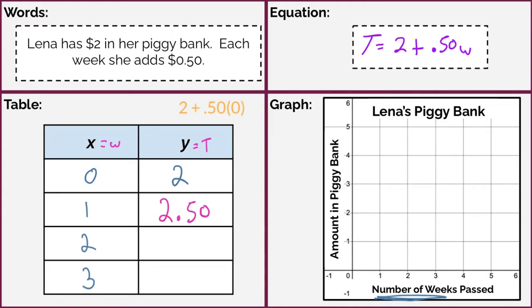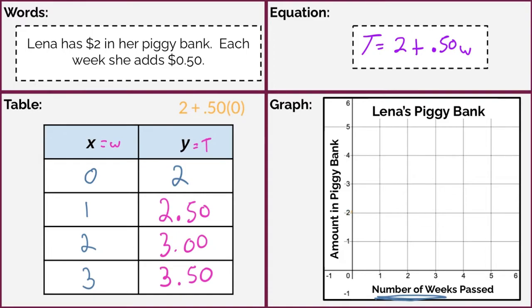And I could start to see a pattern emerge that every week I'm going to be adding 50 cents. So I can continue to substitute, or I could just add 50 cents for every week. So I know there's going to be $3 here, and I know it'll be $3.50 here. So now that I've got all of my points, I'm going to just put them on my graph.